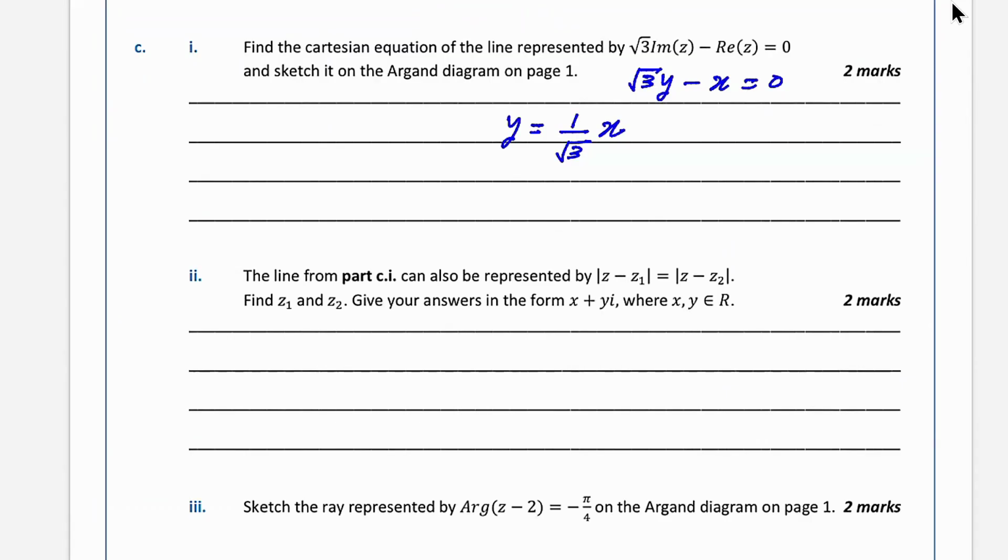The line can also be represented by this. Find Z1, Z2. Give your answer in the form of that. Okay.